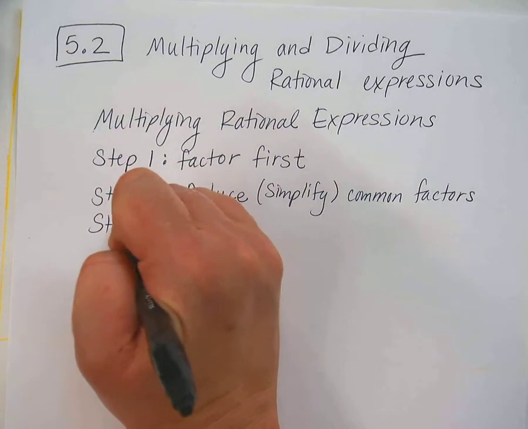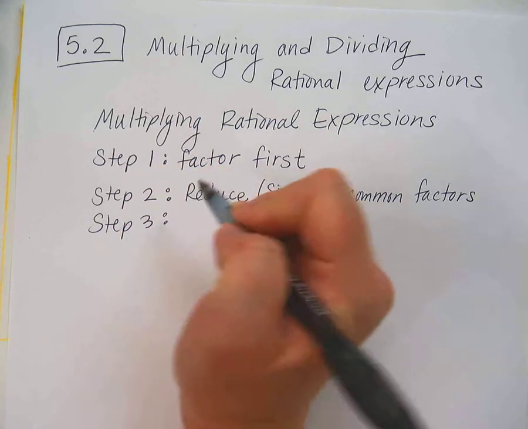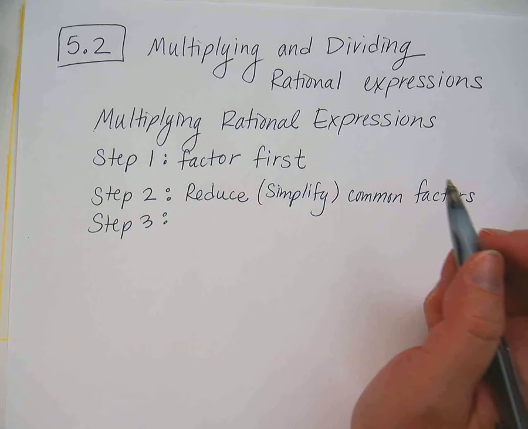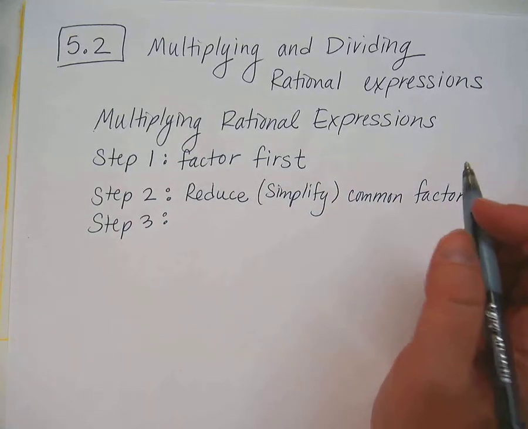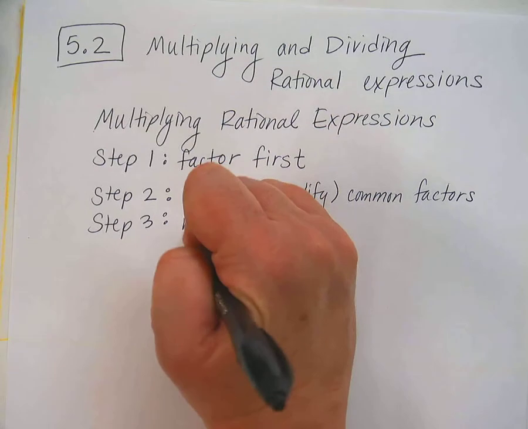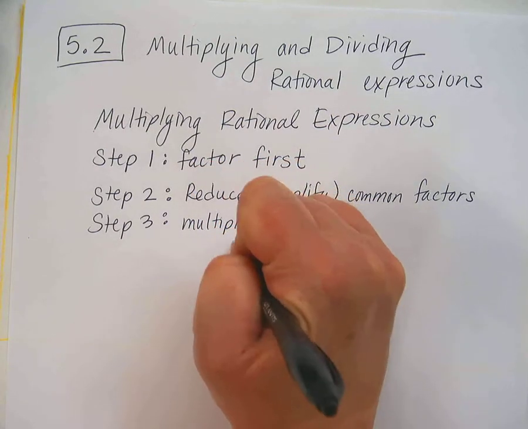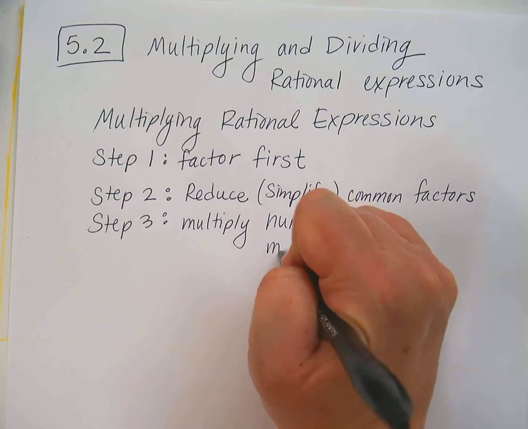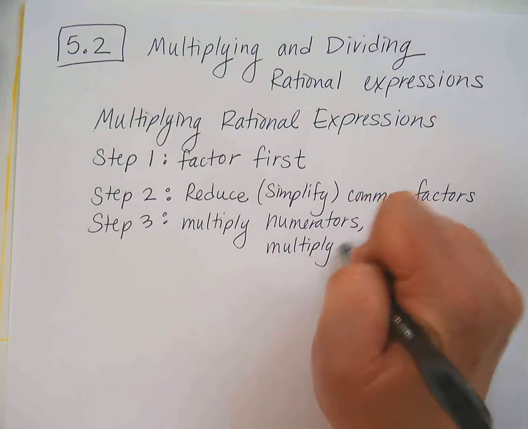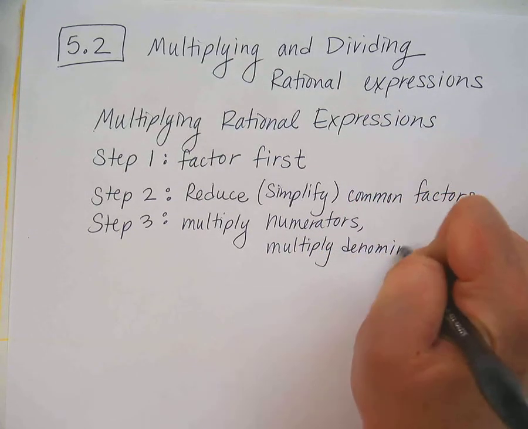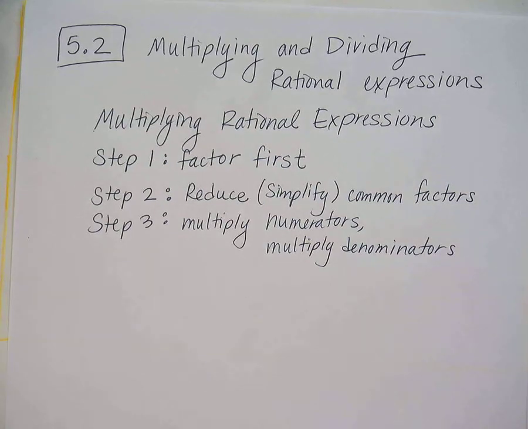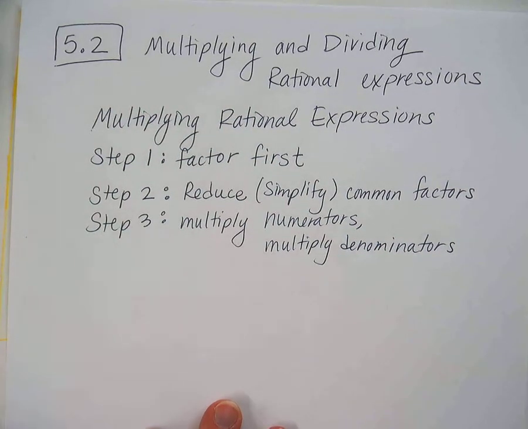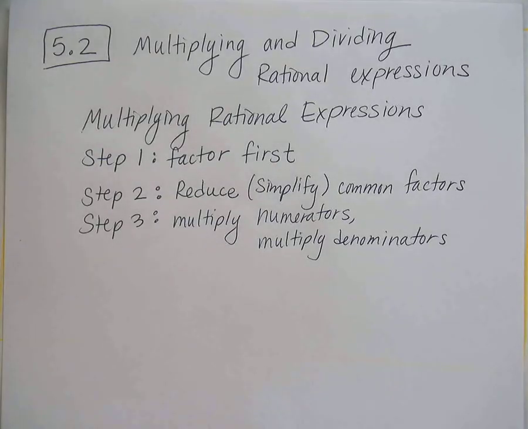Then the third step is to multiply the numerators together, whatever's left, and multiply whatever's left in the denominators together. Multiply numerators, and then multiply the denominators. And hopefully you're done because you simplified it before you started multiplying it. So let's start with an example that has no variables in it. That's always nice to have something with no variables in it.